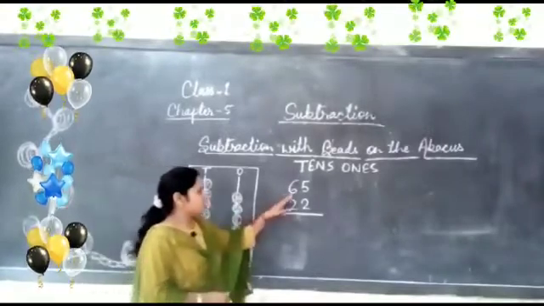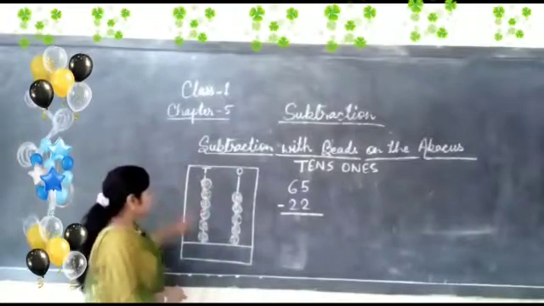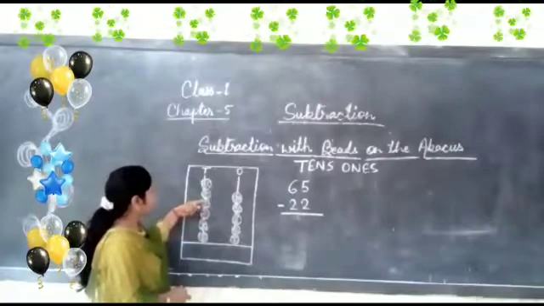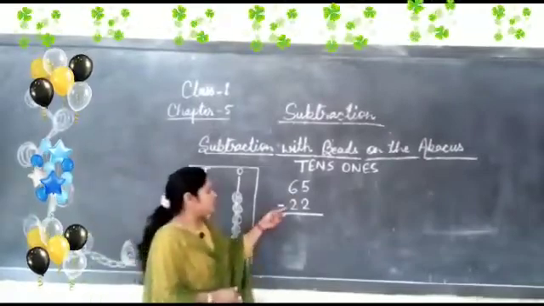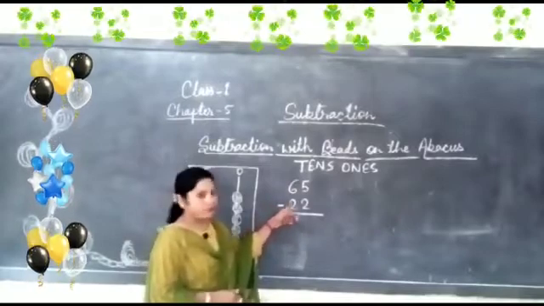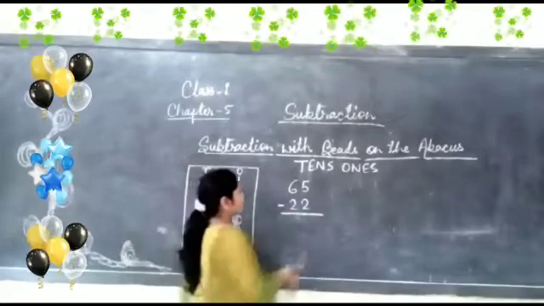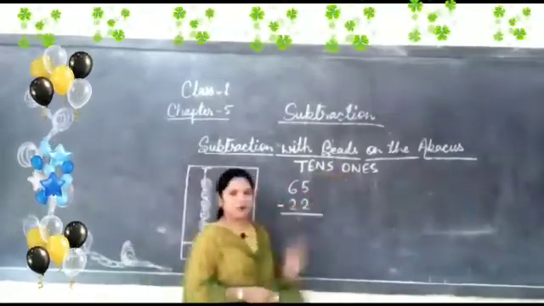Then what is our second number? That is 6. Again you can see in the tens place we have 6 beads: 1, 2, 3, 4, 5, 6. Now you can see we have to subtract 22 from 65. Okay, so first of all we will expand both the numbers in tens and ones form.